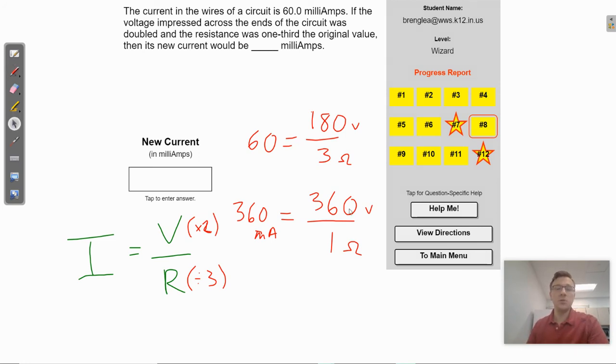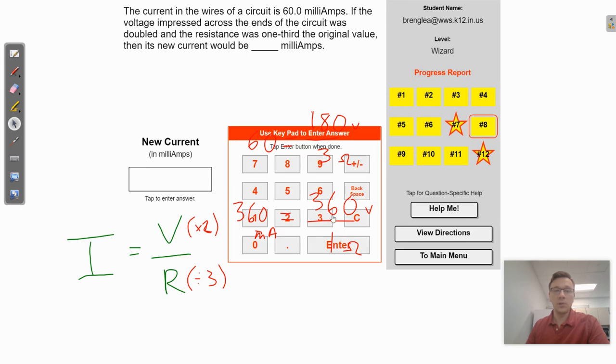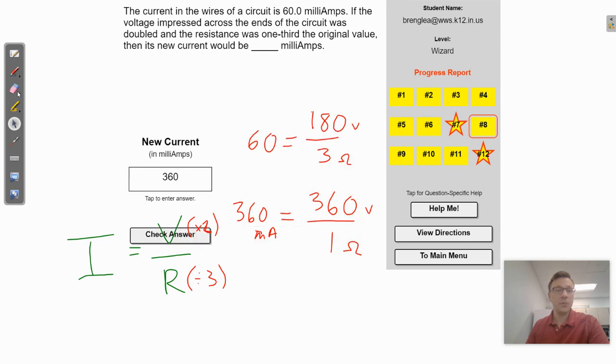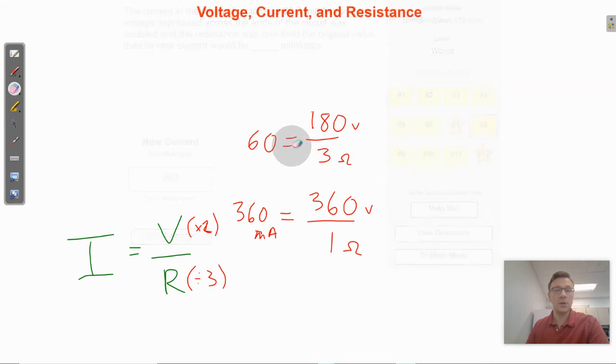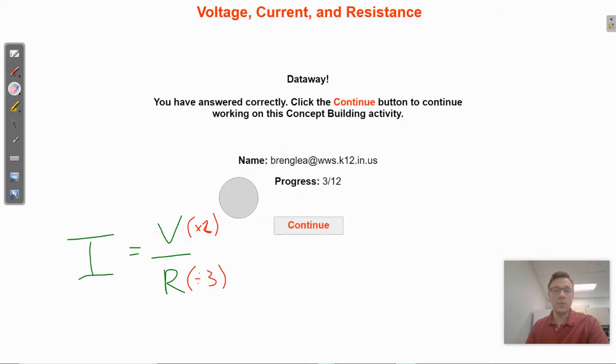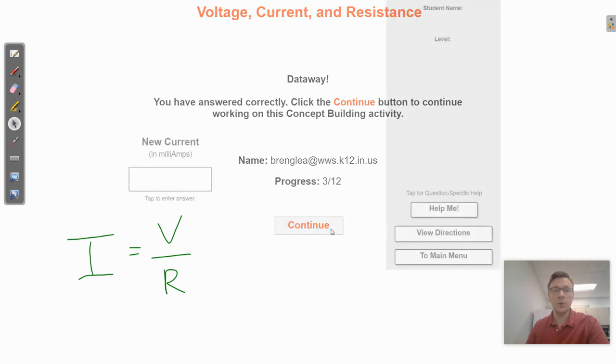So you can either just do the equation like this, kind of set this up, or you just do it step by step. Do this part first, multiply your current by 2 because voltage got multiplied by 2, and then multiply the new current by 3 again, since resistance was divided by 3, and then you're good to go. So we'll go ahead and plug in 360 here and check our answer. I'll go ahead and erase. And then hopefully we can go ahead and get one more of the double change here. We'll see what we get.